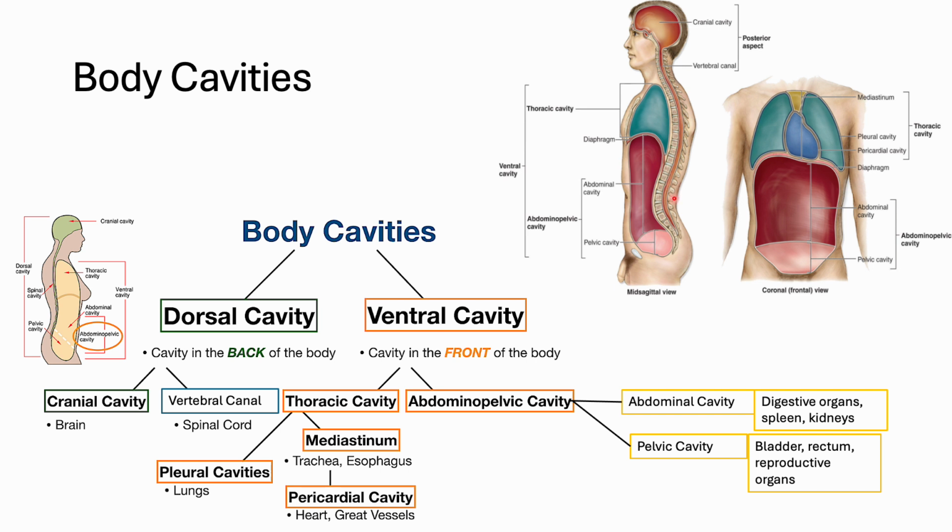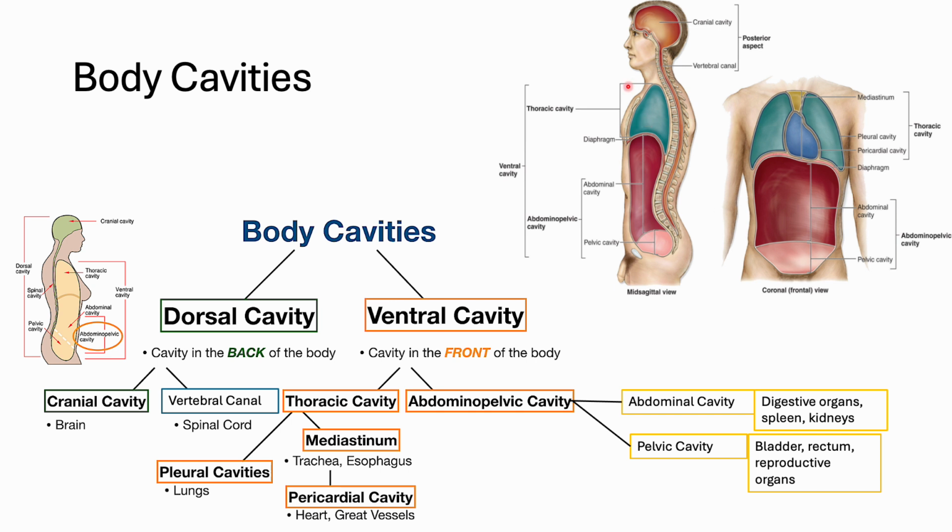That's it for the dorsal cavity. Now let's take a look at our ventral cavity. Our ventral cavity is made up of the thoracic cavity as well as the abdominopelvic cavity. The abdominopelvic cavity is made up of two cavities, the abdominal cavity and the pelvic cavity. The abdominal cavity houses our digestive organs, the spleen and the kidneys, and our pelvic cavity houses the bladder, the rectum, and the reproductive organs.